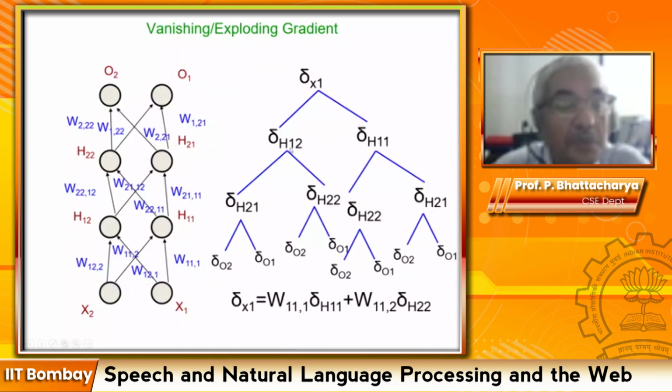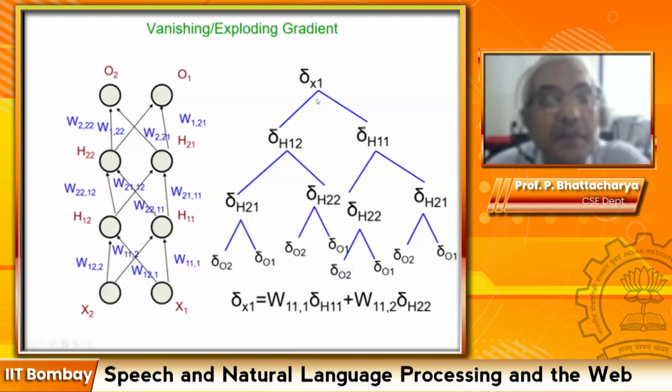Delta H12 also depends on delta H1, delta H21 and delta H22. Okay, and delta H21 depends on delta O1, delta O2. Okay, delta H22 depends on delta O1, delta O2. So this same tree, delta O1, delta O2, is replicated 4 times for each of these delta H21, delta H22, which again are replicated 2 times for the children of delta X1. And you can see the tree.